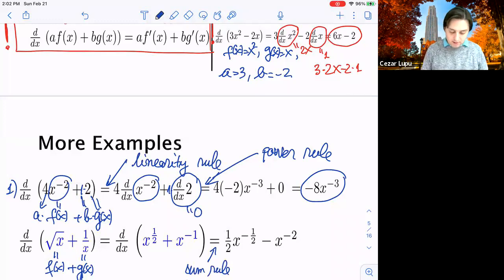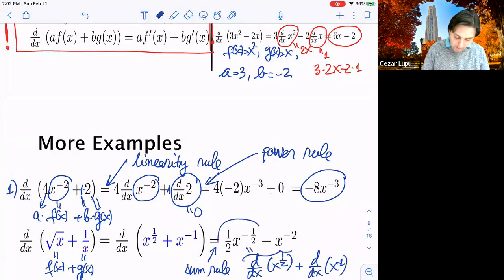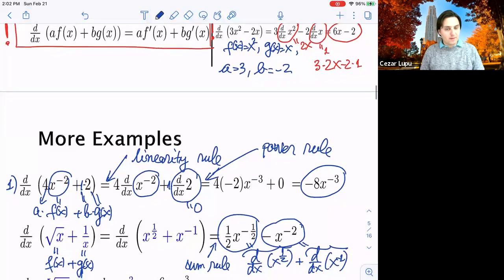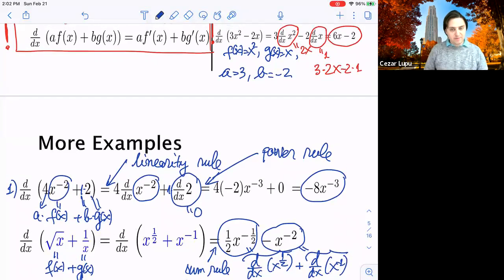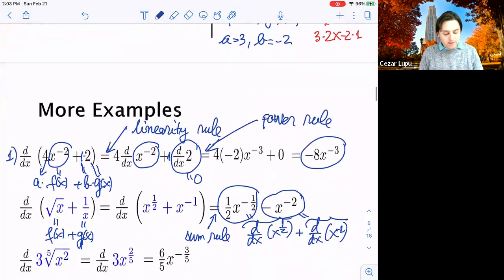So this will be nothing else than just the derivative of x to the 1/2 with respect to x plus the derivative of x to the negative 1 with respect to x. And this guy here will give me this. And this guy here will give me this. Right? So I jumped one step on purpose so that you can see it. Right? So once again, you apply the sum rule, and then you apply just the power rule for each function. Okay, now let's see another example.